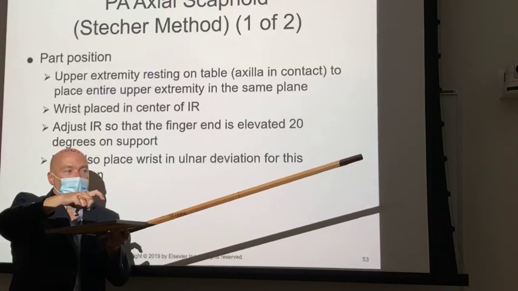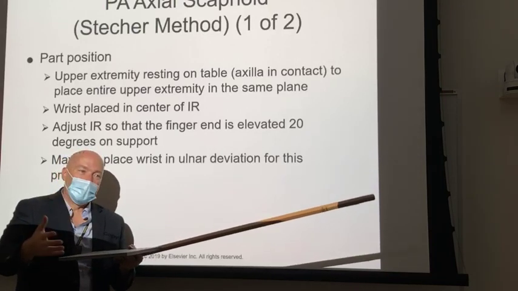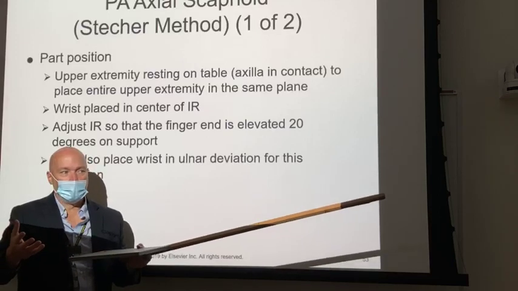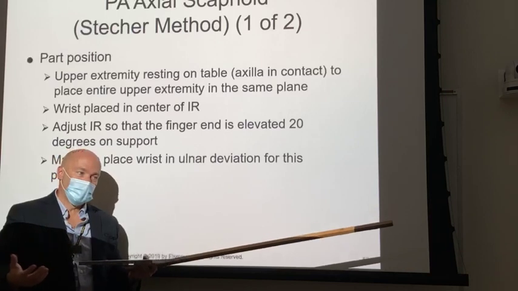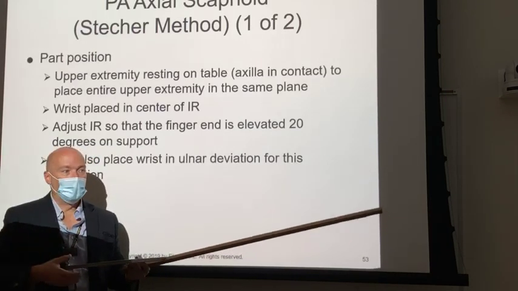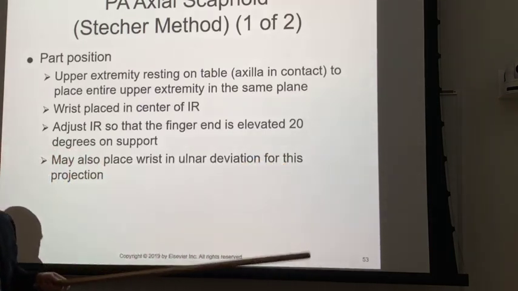Okay? So where the ulnar deviation separates the bones and it might overcome a little bit of that angulation, it doesn't overcome all of it. Where the Stecher method overcomes the angulation, it doesn't overcome the superimposition of the other bones at all. It overcomes the angulation, but you still got the superimposition issue.